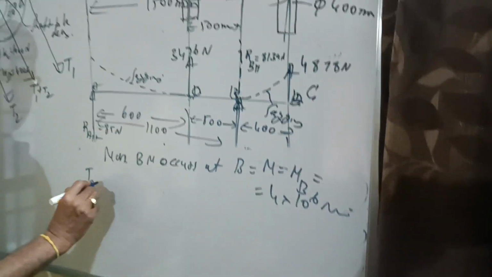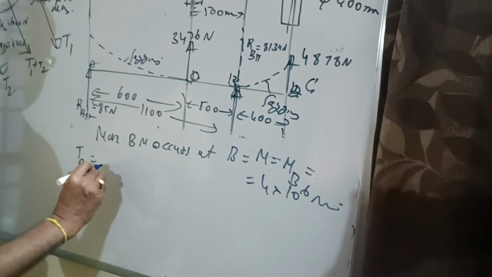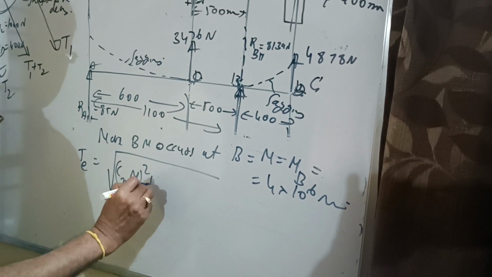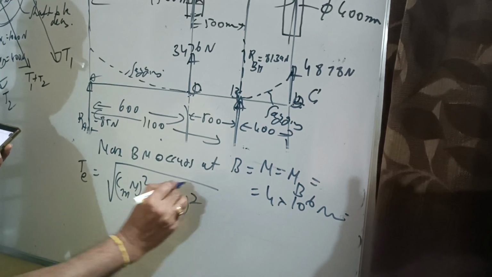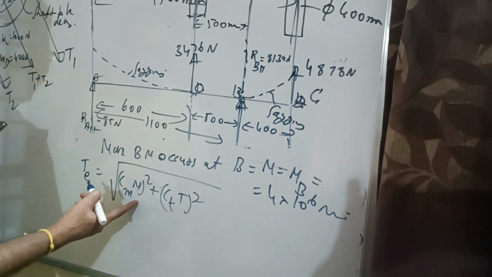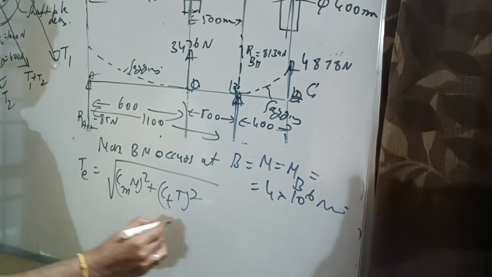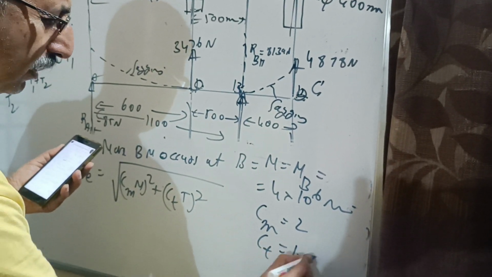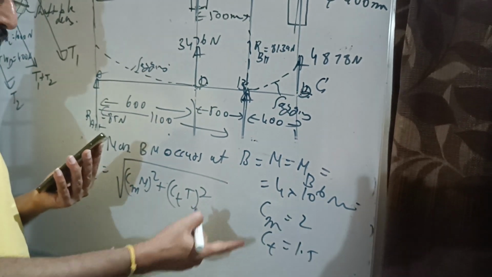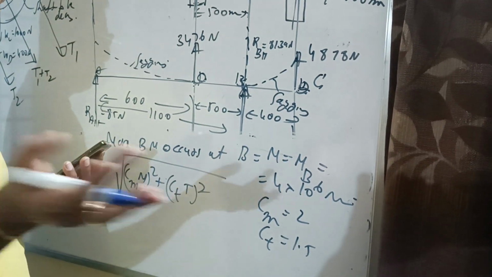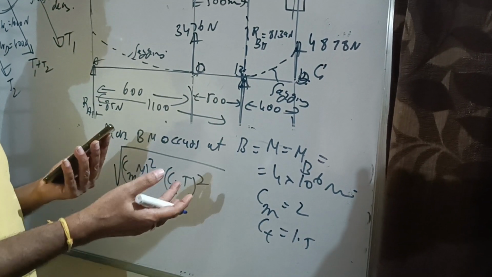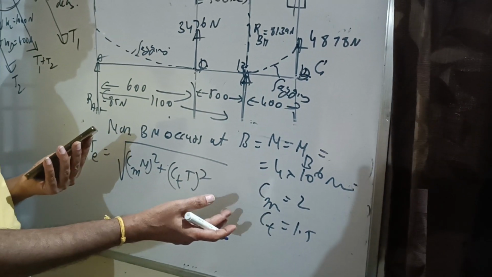Now let us find the equivalent twisting moment. This we already know. Te is the square root of (Cm into M) the whole square plus (Ct into T) the whole square. We already know T and M, both are known. Please take Cm equal to around 2 and Ct equal to 1.5. These are assumed values, because otherwise they are available in the table, I think Table 3.2 or 3.1. It is given for steady load or suddenly applied load with minor shock and major shock. Please refer to the table.